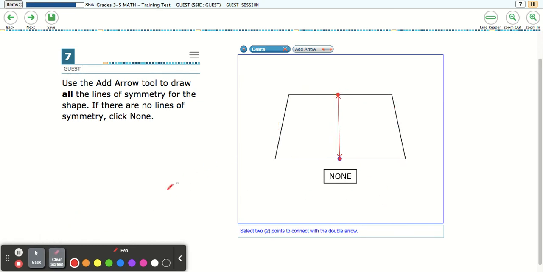Okay. This would not be a line of symmetry because this part is smaller than this part. It's almost like think of cutting it in half in all the different ways that you can split it in half. Okay. So I've added my arrow. I'm going to click next.